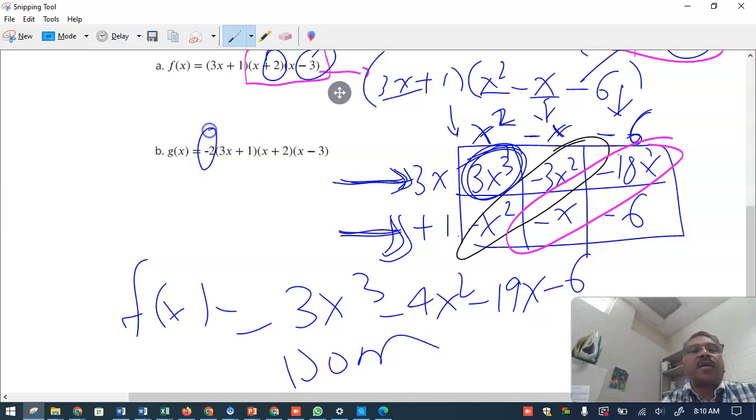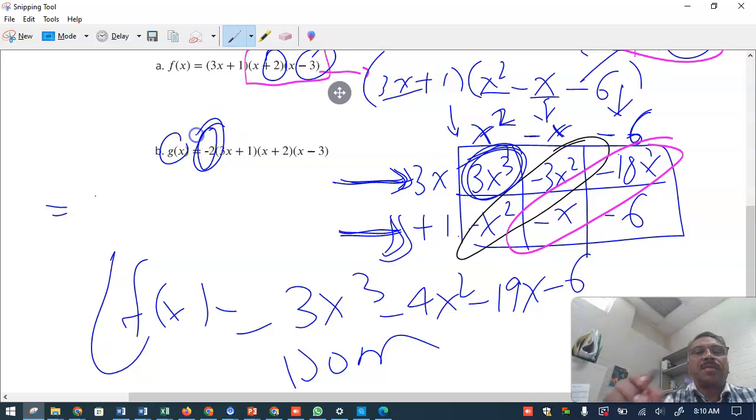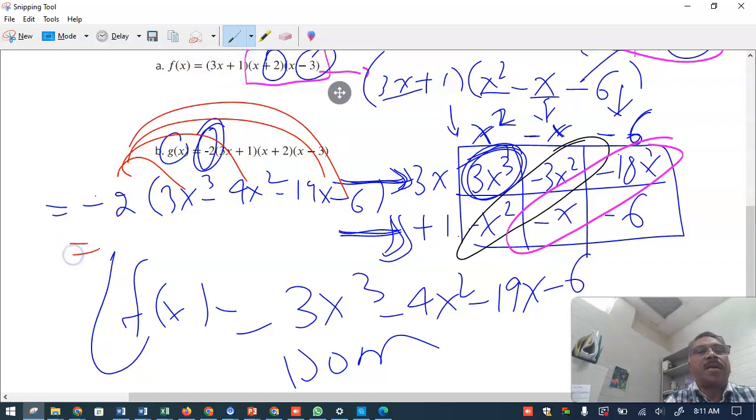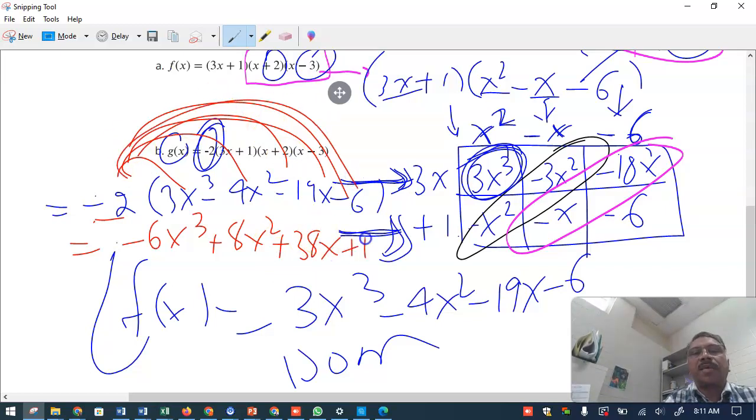In the second question, all you do is multiply by minus 2. So just multiply this minus 2 to all of them: 3x cubed minus 4x squared minus 19x and minus 6. So all you do is multiply this, and we use the distributive property. So minus 2 and 3 will be minus 6x cubed, minus 2 and that will be plus 8x squared, and this will be plus 38x, and the other one will be plus 12, and you're done.